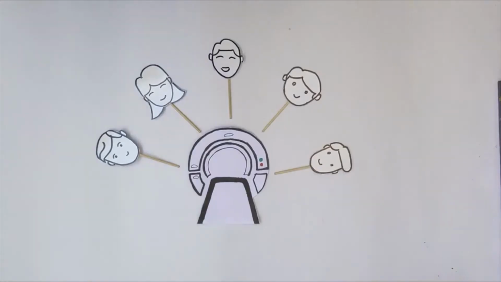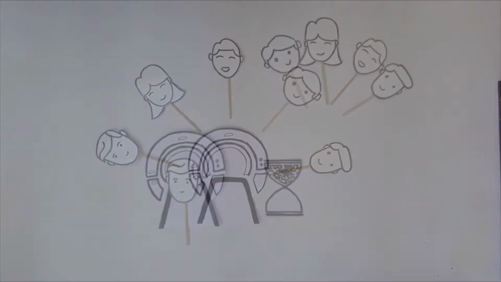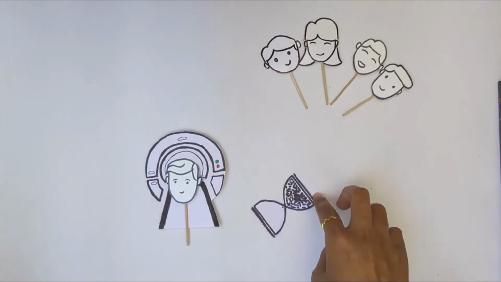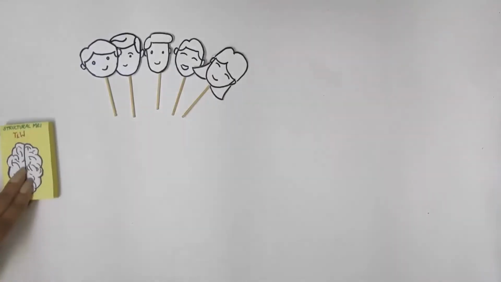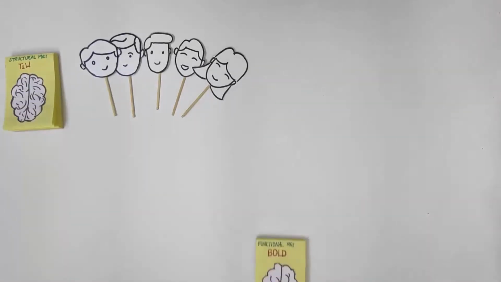Neuroimages are generally obtained by recruiting suitable subjects and scanning each subject for a period of time, acquiring two sets of scans, namely the structural MRI and the blood oxygen level dependent functional MRI.